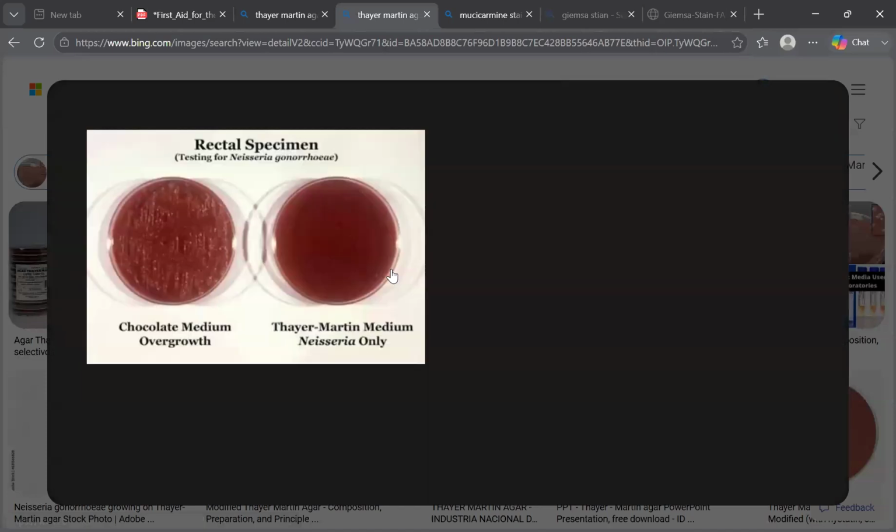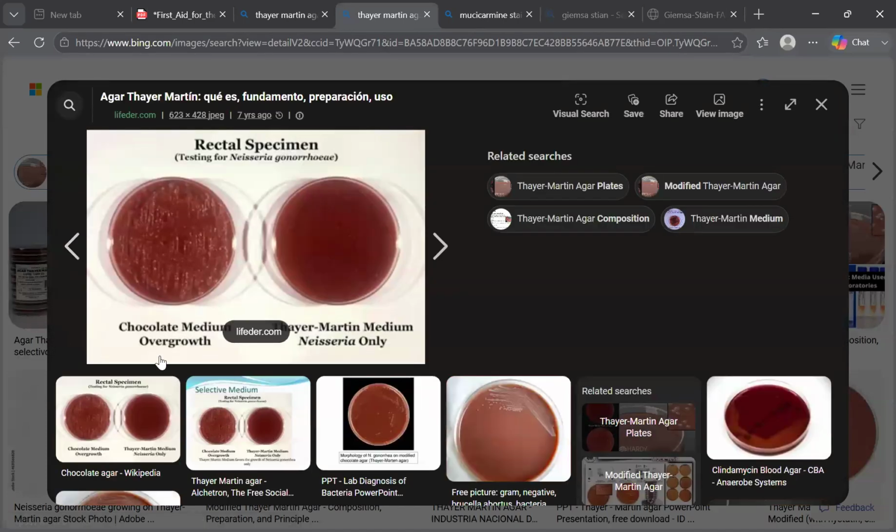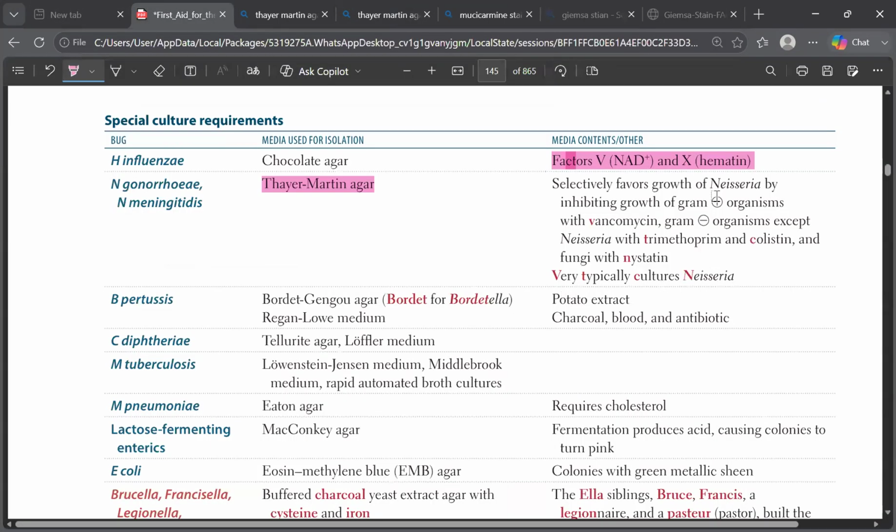This is what it looks like. This is the chocolate medium, and this is the Thayer-Martin medium for Neisseria. Okay. So it's selectively favored for Neisseria by preventing the growth of gram-positive organisms with vancomycin. This one has vancomycin in it, and gram-negative organisms except Neisseria with trimethoprim and colistin, and fungi with nystatin. So basically, the composition of it is vancomycin, this antibiotic, trimethoprim, and colistin for inhibiting other gram-negative organisms, and for inhibiting fungi, there is nystatin.